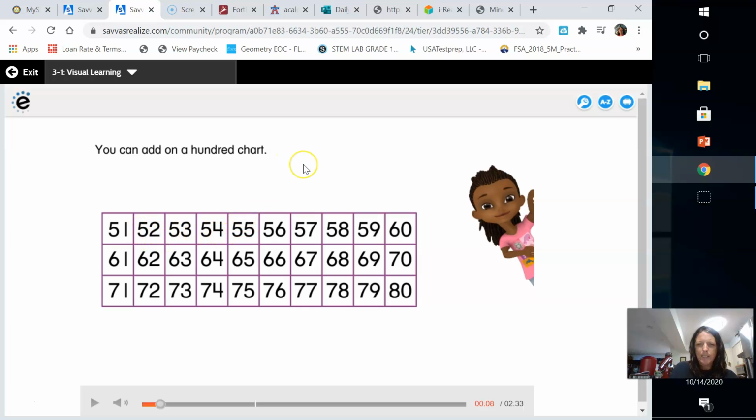But what if we wanted to add 10? Do you remember? Let's do an easy one. Let's start at 60. If we add 10 to 60, what do we get? What is 60 plus 10? 70. So when we add 10, we go down on a hundreds chart. When we add ones, we go across. Does that ring any bells? I think you should remember that from first grade. When we add tens, we go down. When we add ones, we go across. That's going to be really important in this lesson.